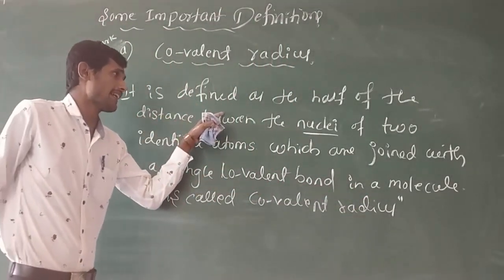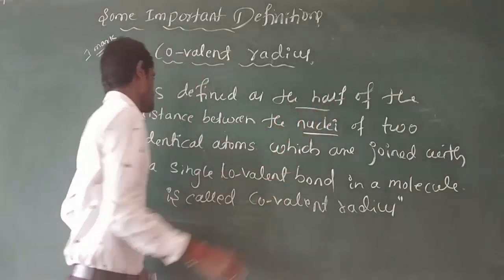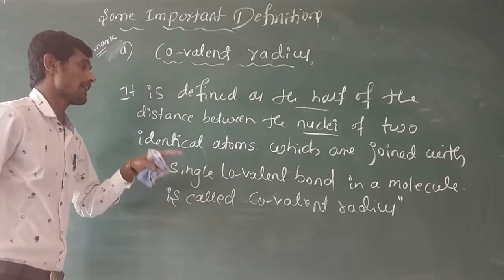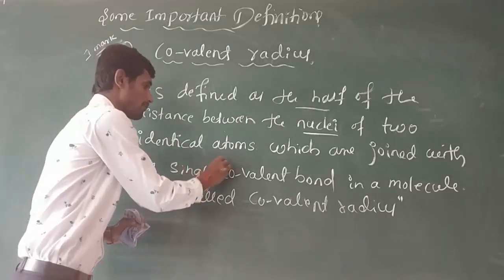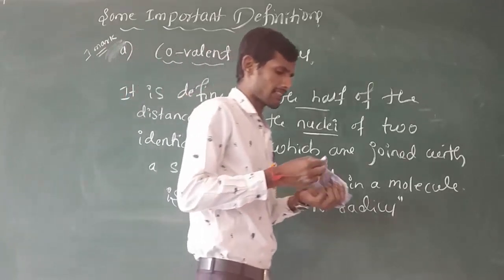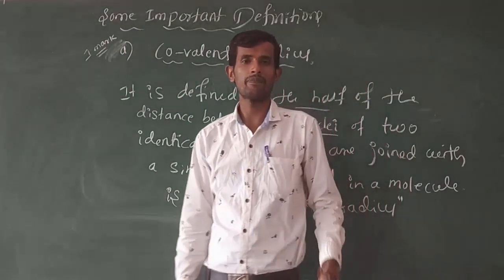It is defined as the half of the distance between the nuclei of two identical atoms which are joined with a single covalent bond in a molecule. This is called covalent radius. Sir, this is an example in the model.